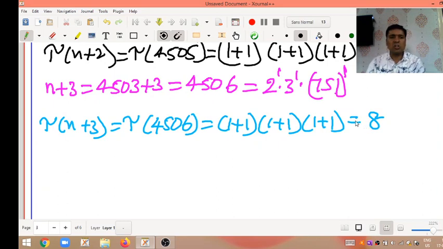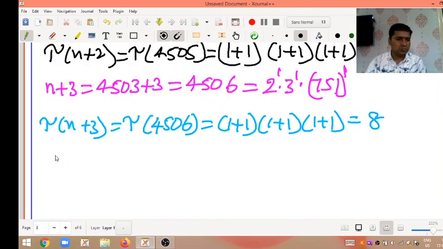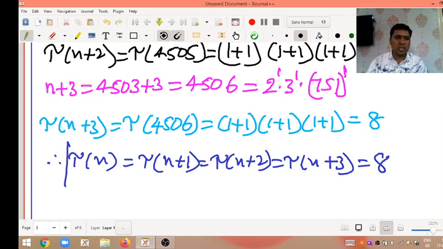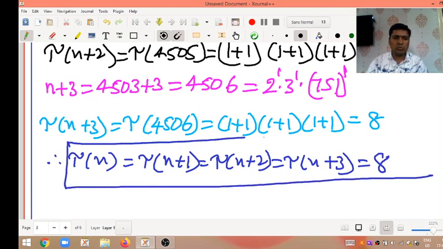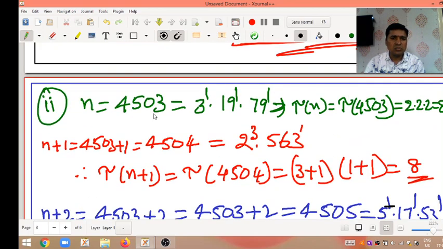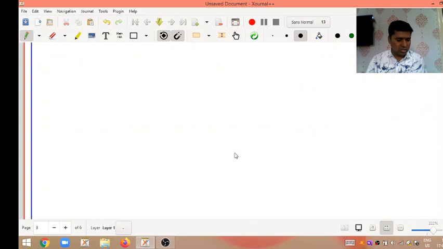All these three are again equal. So, conclusion: d(n) is equal to d(n+1), which is equal to d(n+2), that is equal to d(n+3), equal to 8. So like this also we proved for this question, for n equal to 4503. I hope you all understood. I will move on to the next question, my dear students.